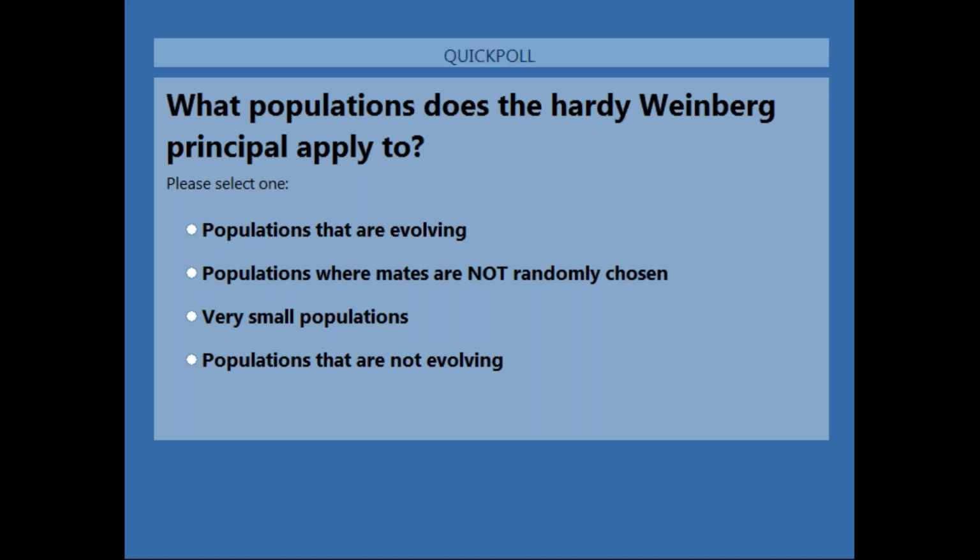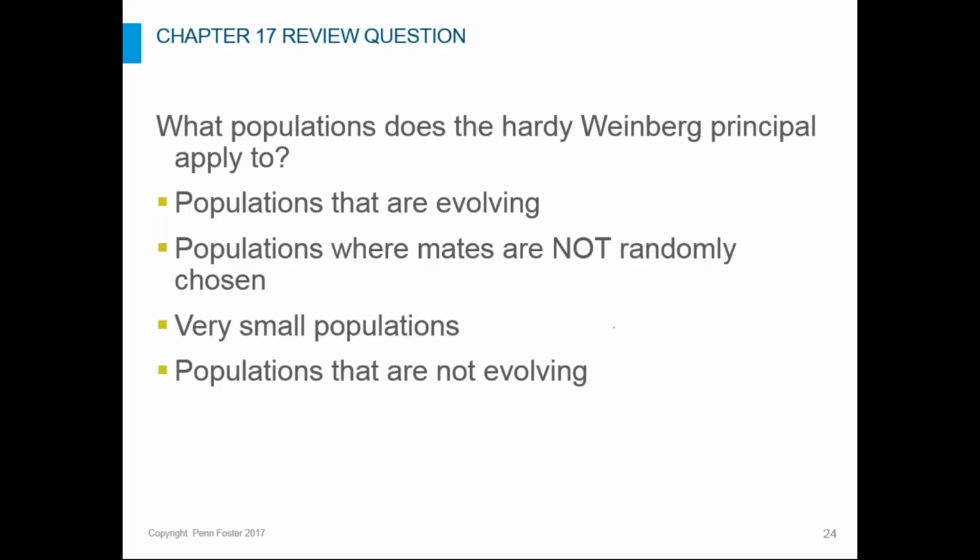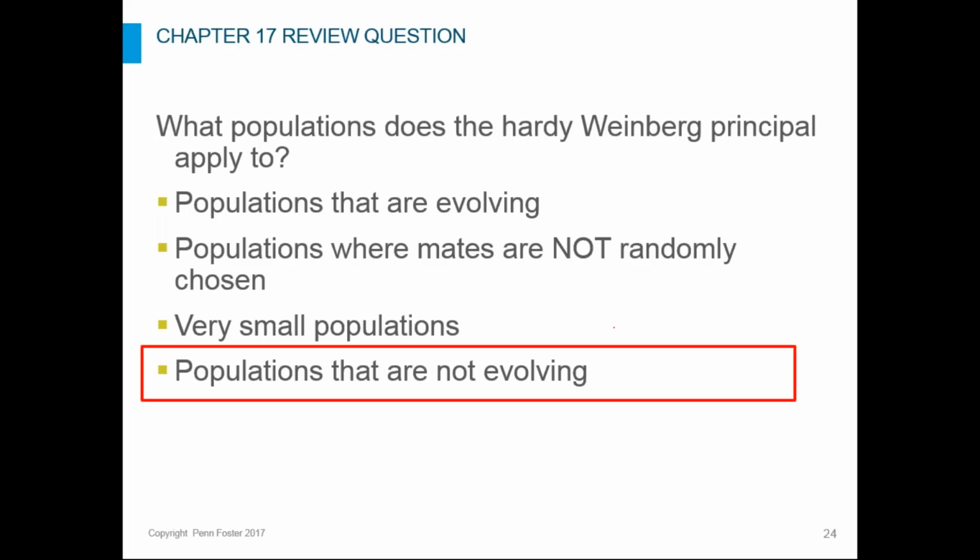Okay, well, for those of you that did answer, great job. Populations that are not evolving. So again, Hardy-Weinberg only works when the allele frequency doesn't change. So it's got to be populations that are not evolving. And we saw there were 5 different reasons it won't work, and this was one of them. So the mates have to be randomly chosen.